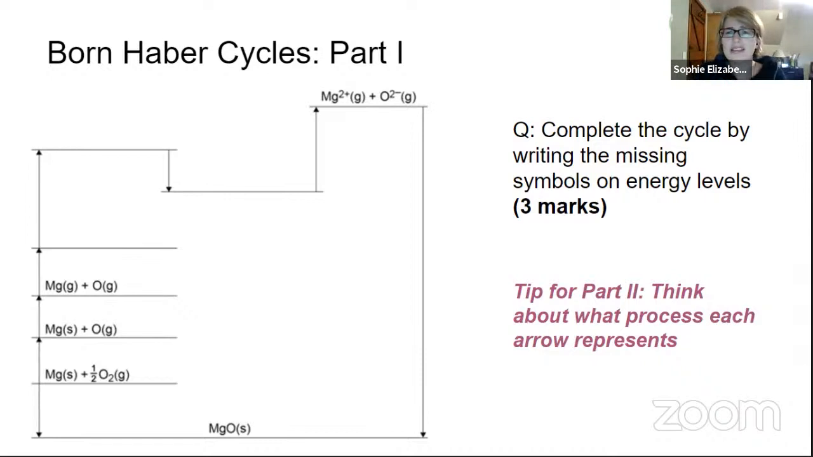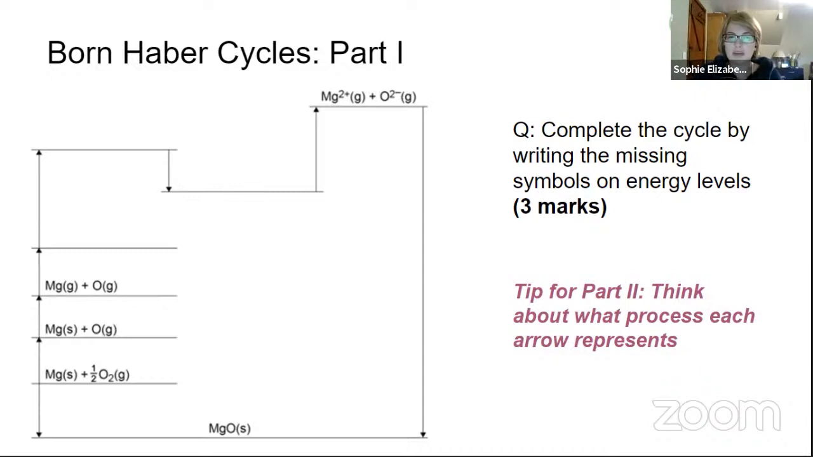I'm just going to move this so I can stop seeing myself and see my slides. So Born-Haber cycles, basically think of them as extensions of Hess's law that you did last year. So it's about calculating enthalpy changes that you can't calculate directly. I've got an example question here, and it says complete the cycle by writing the missing symbols on the energy levels.